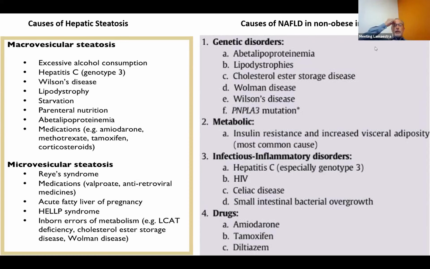Then the lower right-hand corner, it says drugs, amiodarone, commonly used by cardiologists for different types of arrhythmias. The intravenous amiodarone was very liver toxic at high dose. More recently, the oral low-dose amiodarone is much less liver toxic.